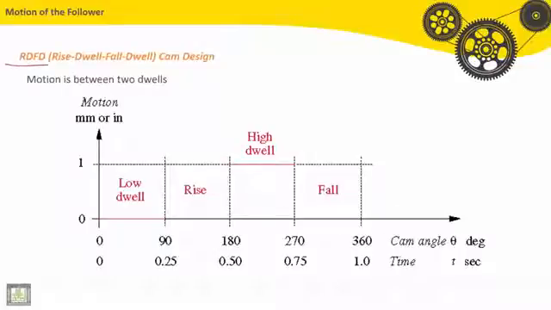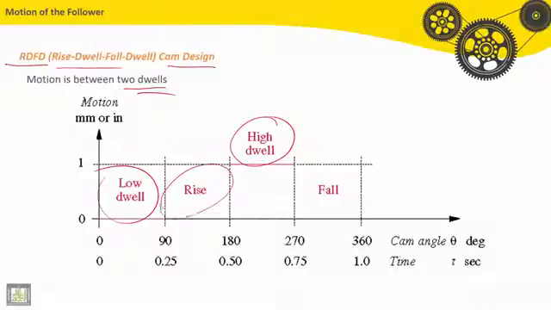Let's see RDFD cam design. It means rise, dwell, fall, dwell, cam types. So motion is between two dwells. Here we have the low dwell, and here we have the high dwell. And between the first one and the last one, we have the rise phase and the fall phase.